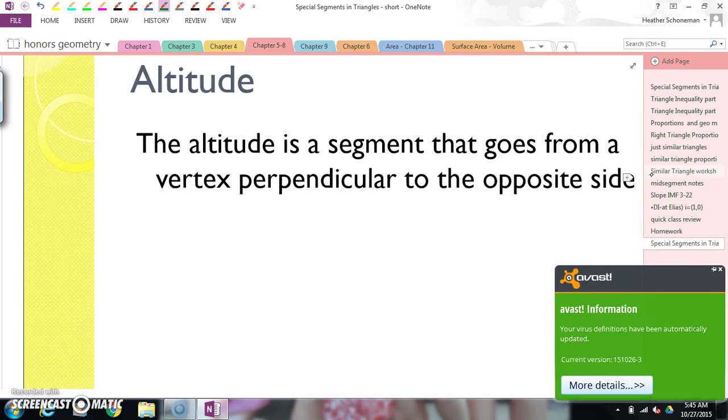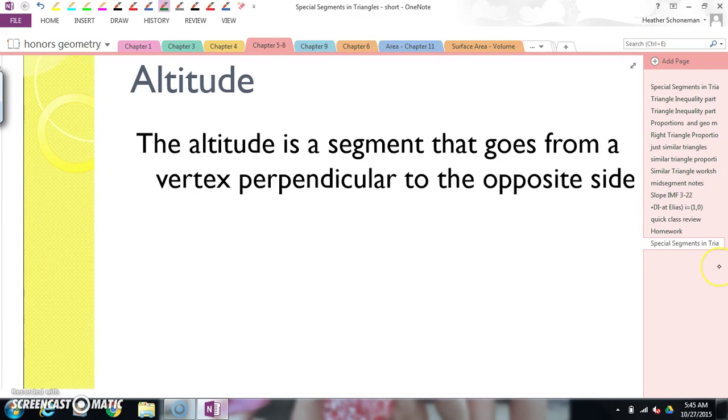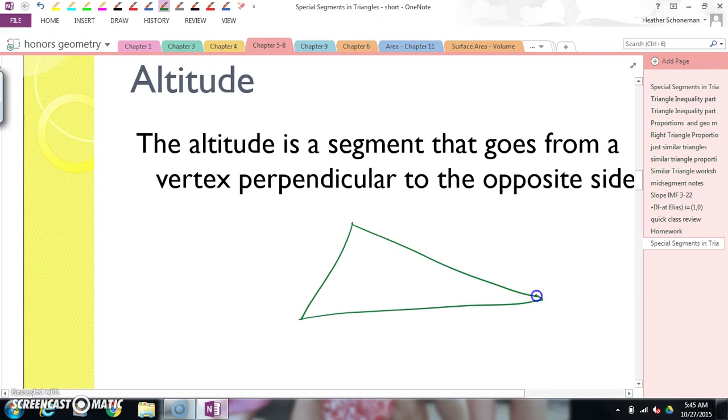The second of the 3 is the altitude. The altitude is a segment that goes from the vertex perpendicular to the opposite side. A lot of you probably have heard about altitude when they talk about mountains, and you know altitude measures height. So we're going to measure it straight down at a right angle. So there's the altitude of this triangle.